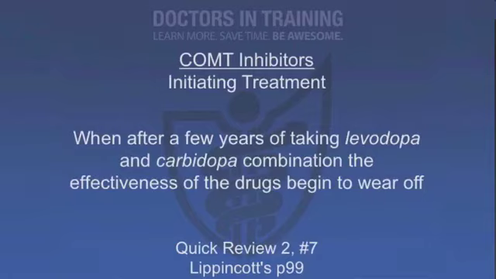Next question. When would you choose to give a COMT inhibitor to a patient? So we talked about how we use levodopa and carbidopa a whole lot more than any other combination of meds. So when are we going to use these COMT inhibitors? Well, if after a few years of taking your levodopa and carbidopa you start to get this wearing off, and patients are starting to get more symptoms, maybe you've increased the carbidopa-levodopa combo once, and you're getting worried that you're not getting the effectiveness that you want, you can add on that COMT inhibitor.